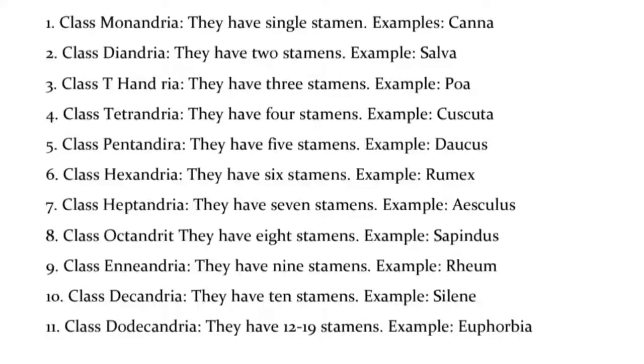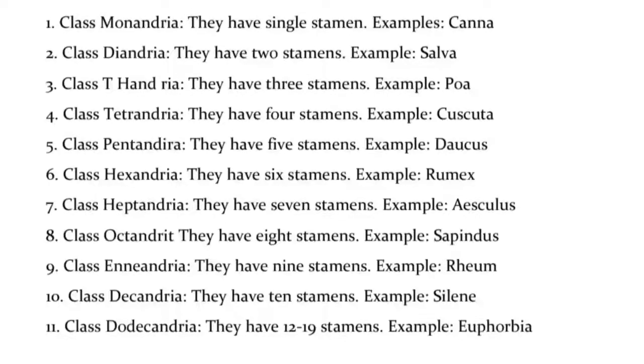Example: Daucus. 6. Class Hexandria, they have 6 stamens. Example: Rumex. 7. Class Heptandria, they have 7 stamens. Example: Aesculus. 8. Class Octandria, they have 8 stamens. Example: Sapindus. 9. Class Enneandria, they have 9 stamens. Example: Laurus. 10. Class Decandria, they have 10 stamens.